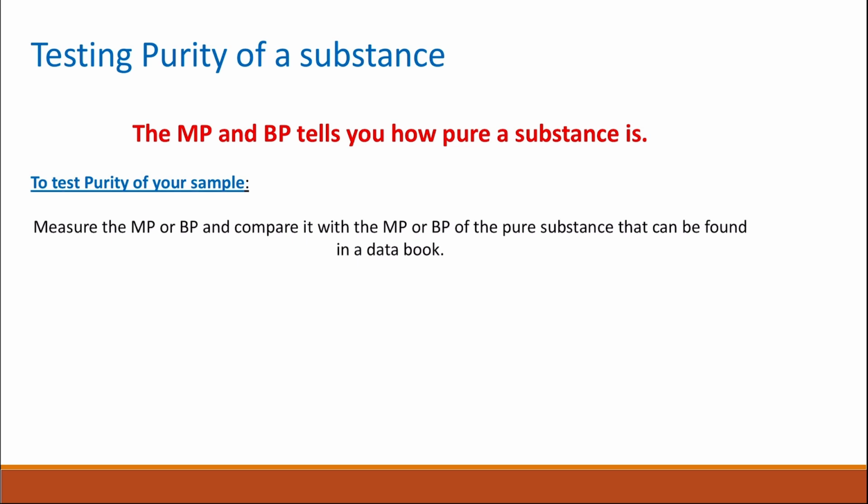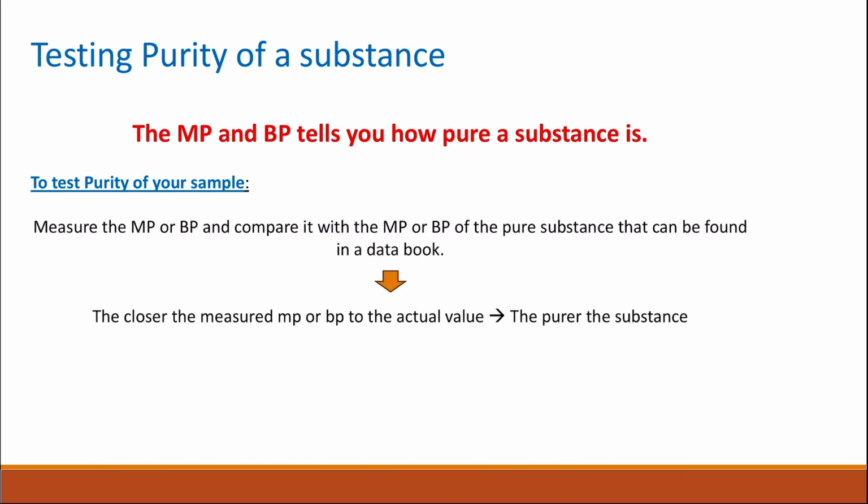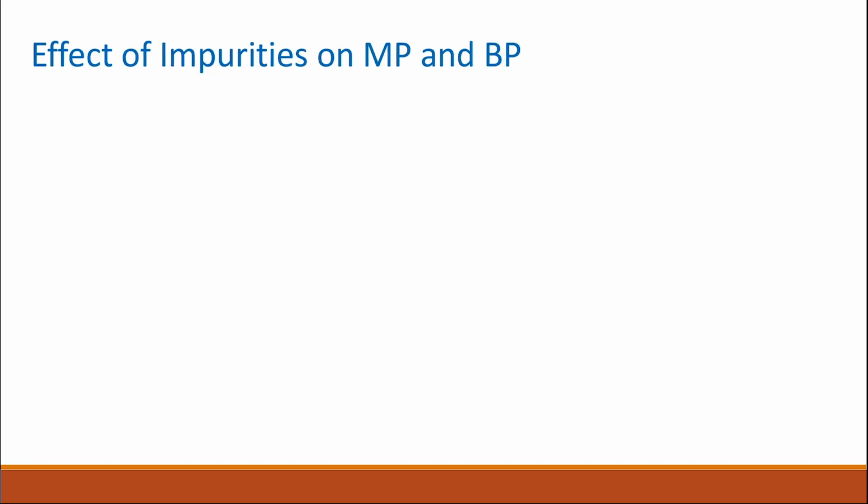So to test for the purity, you can measure the melting or boiling point of your sample and then compare the melting and boiling point with the ones that have been published in a data book for pure substances. The closer the measured melting or boiling point to the actual value, the purer the substance.